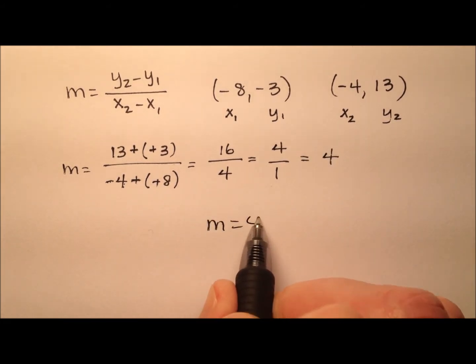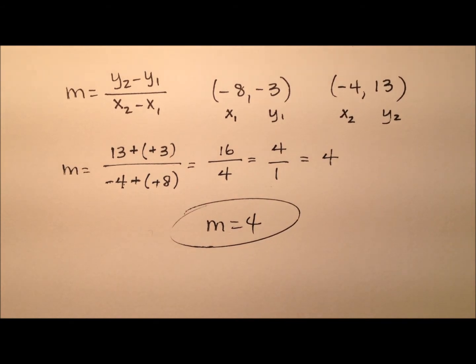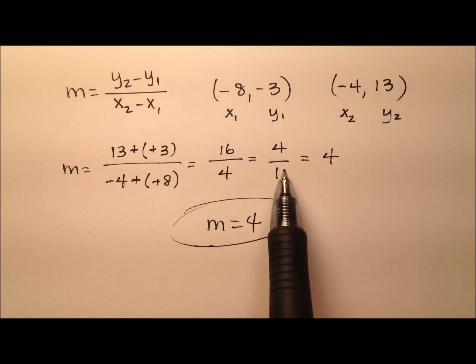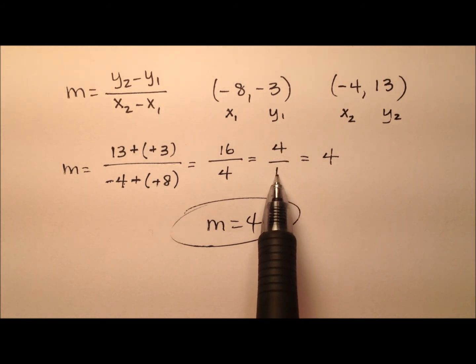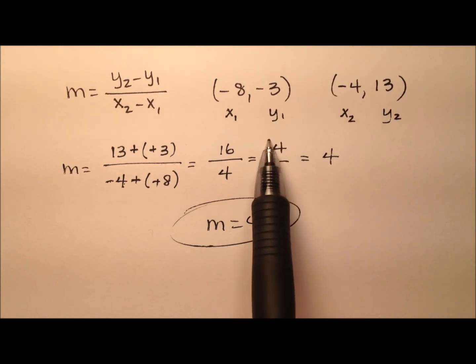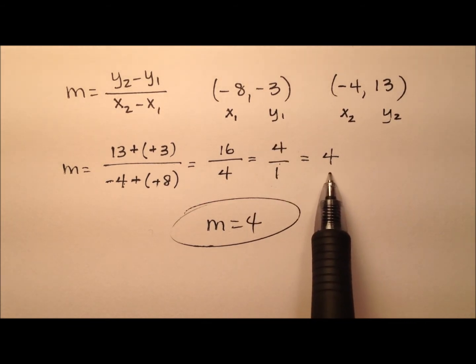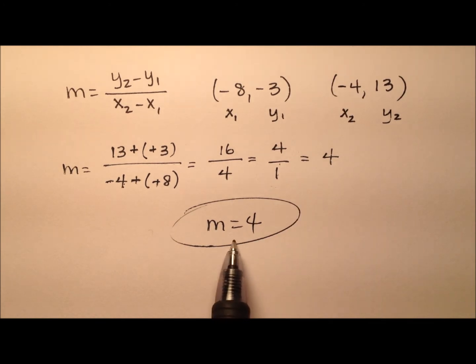So m equals 4. Well, when you're graphing these things, 4 over 1 is very useful because it means you're going to go up 4 units and to the right 1 unit. So it's good to have the over 1 when you're using it, but as far as simplification is concerned and writing your final answer, you're going to say m equals 4. So here's the graph of what that will look like.